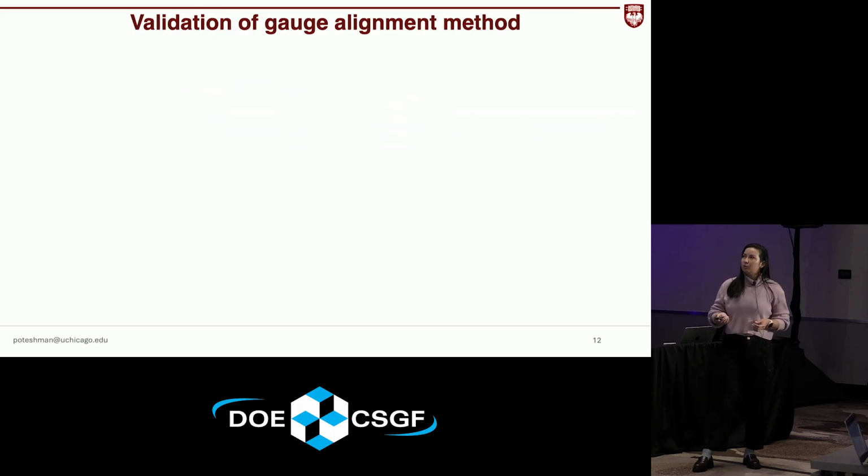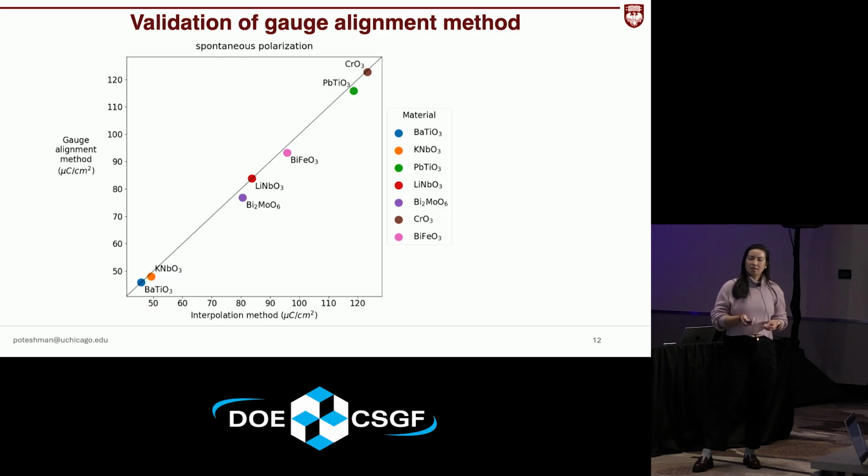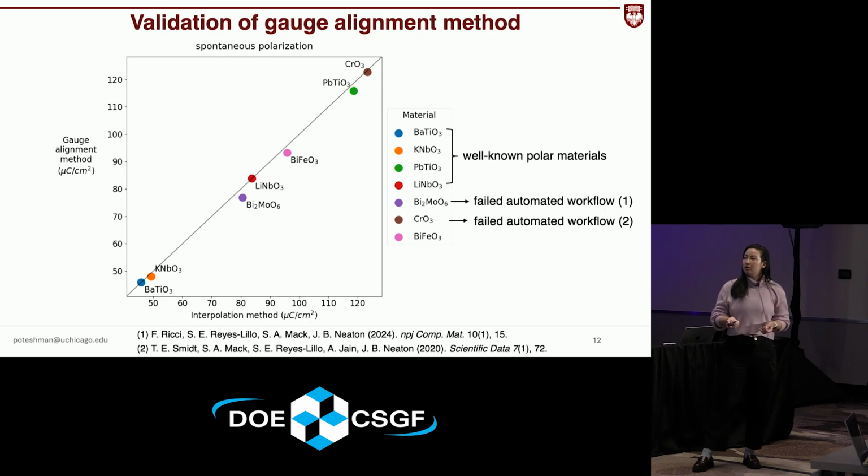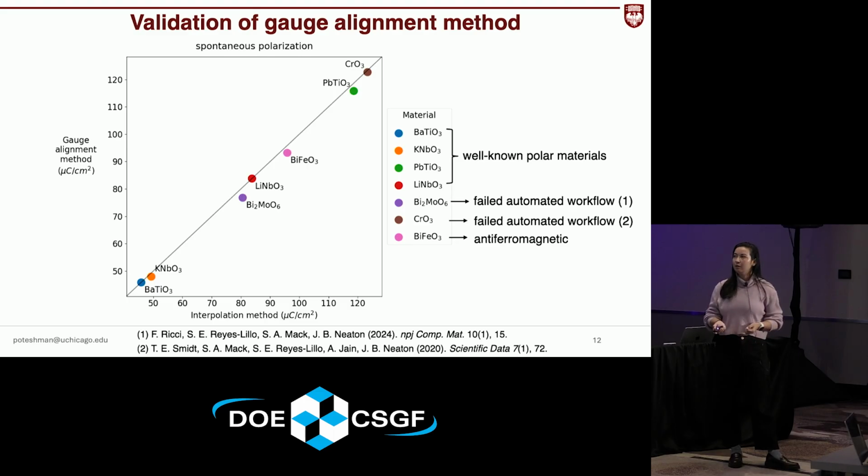And so we implemented and tested this method on a variety of different materials. Here we have our gauge alignment method on the y-axis and a manual interpolation method on the x-axis. And we test a bunch of well-known standard polar materials. We also test materials where previous attempts at designing automated workflows to compute polarization, based on this interpolation-based approach, have failed. And we've also looked at some materials that have some more sophisticated magnetic properties as well.